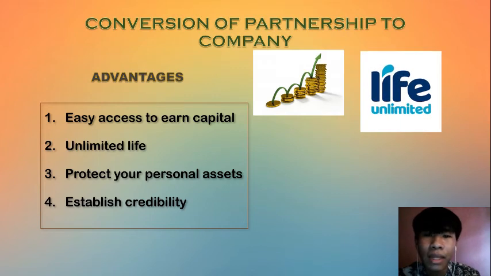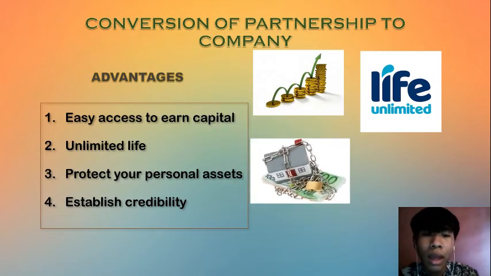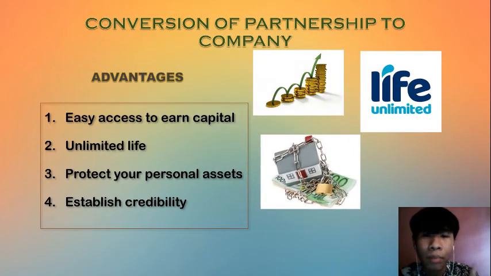Second is unlimited life. The life expectancy of the company does not rely on the company's owners. It will still exist and continue even though the owners die. And third is protect your personal assets. As we all know that the legal status for company members are separate legal entities. The creditors of a company can only seek payment of debt from the company's asset. Therefore, the business owner's personal assets are excluded from the creditor's claim.